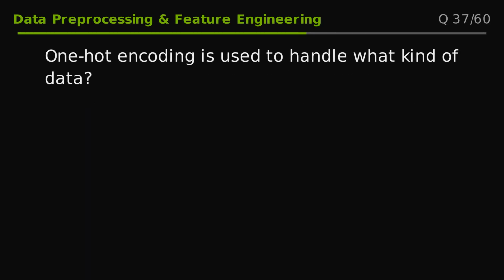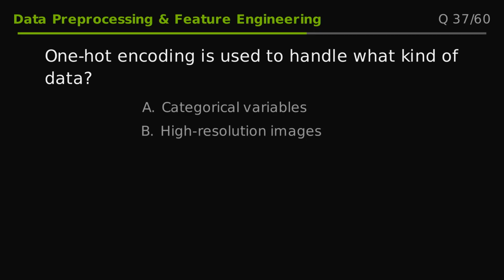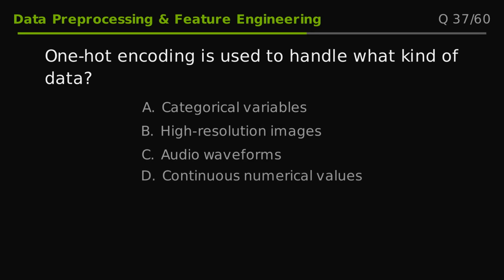Question 37. One-hot encoding is used to handle what kind of data? Option A. Categorical variables. Option B. High resolution images. Option C. Audio waveforms. Option D. Continuous numerical values.